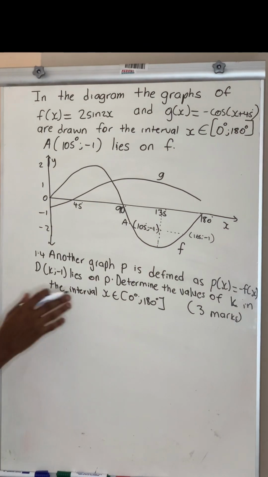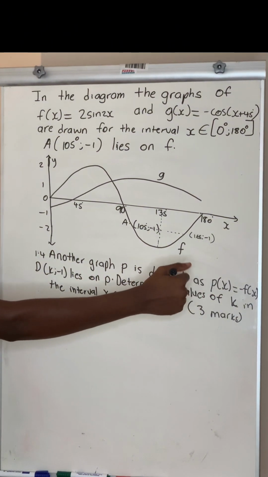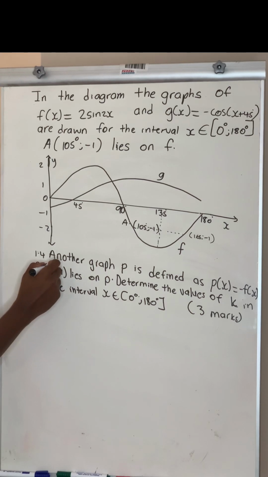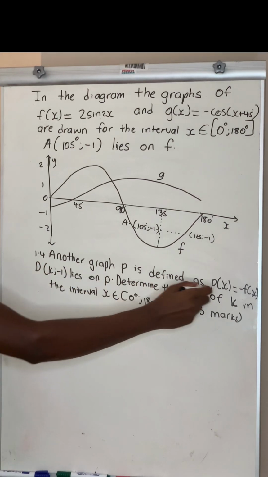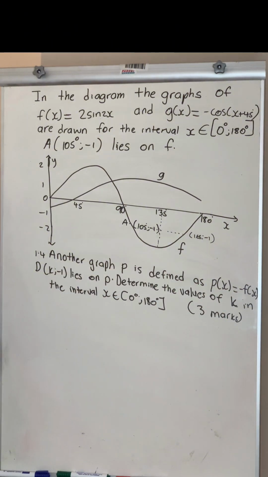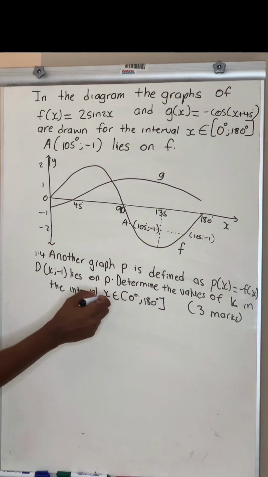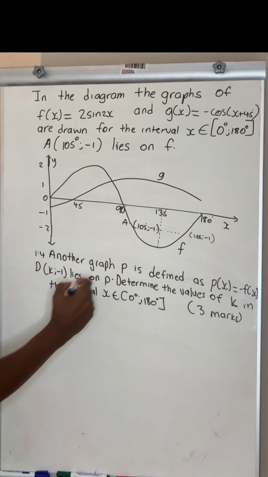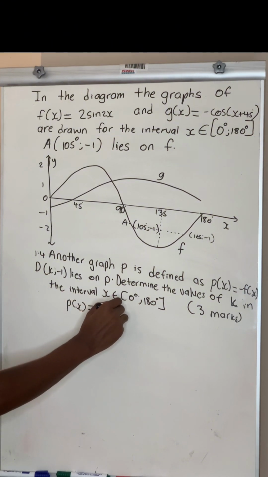So 1.4 says another graph P is defined as P of x is equal to negative f of x, okay? Now D is a point K and negative 1. It lies on this graph P. Determine the values of K in the interval x is an element of 0 degrees and 180 degrees. Okay, so we are told that P of x is equal to negative f of x.